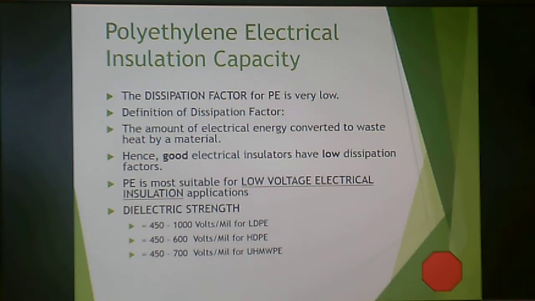And when it comes to the electrical insulating capacity, it is one of the advantageous properties for polyethylene. It has a very, very low dissipation factor. So what is dissipation factor? Dissipation factor is the amount of electrical energy converted to waste, in other words, heat, by a material. So a good electrical insulator has a low dissipation factor. And polyethylene is very suitable for low voltage electrical insulating. So your average kind of household type insulating. And it has good dielectric strength as well.